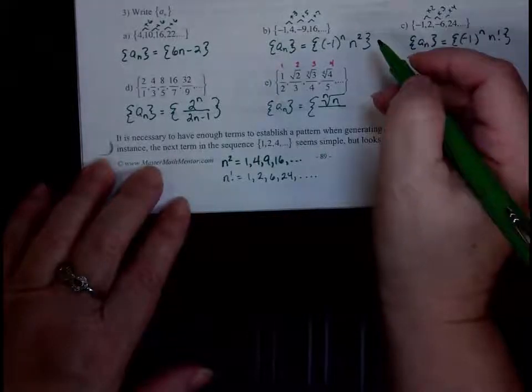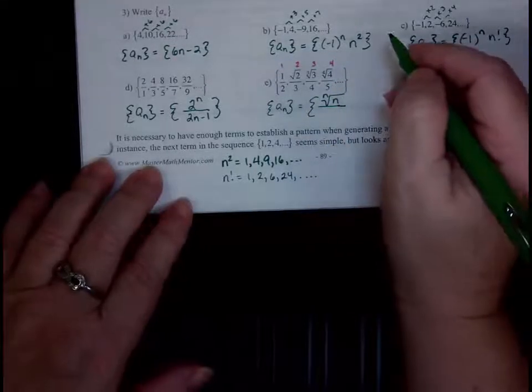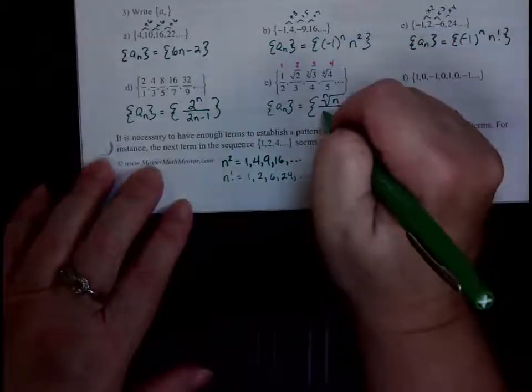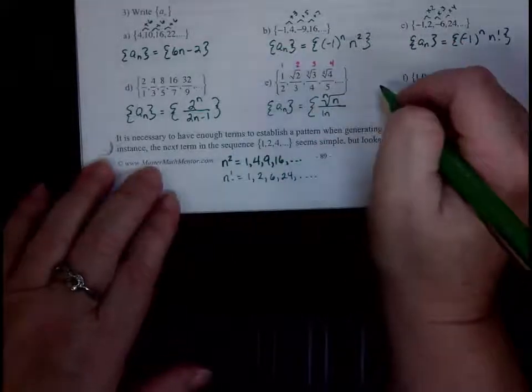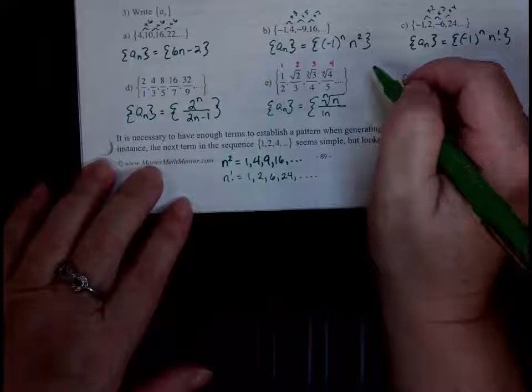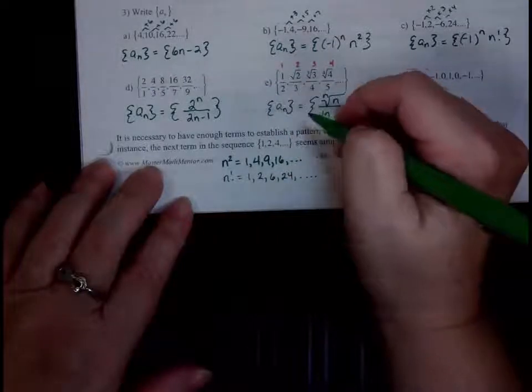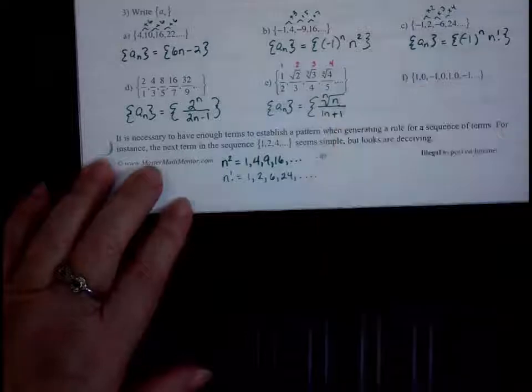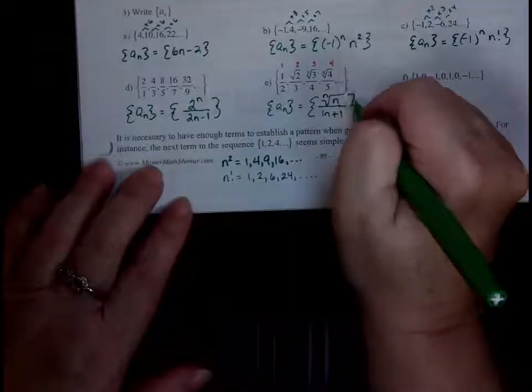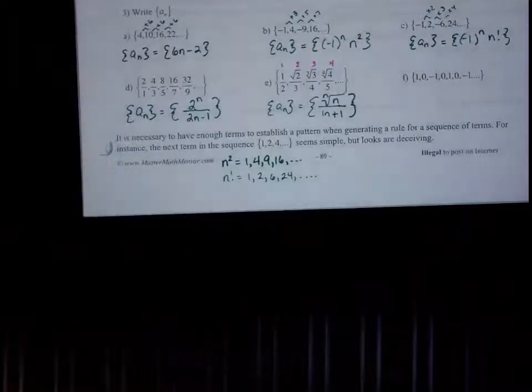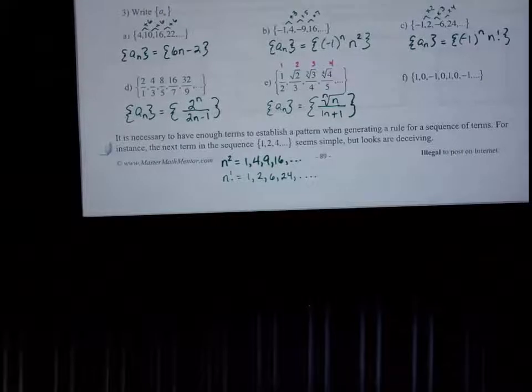What's happening on the bottom? Adding 1. So that means 1n, 1 times n, because you're adding 1. So what do I need to modify this with to get the first term to be a 2? Plus 1. There you go. There it is. You don't have to write the 1 in front of the n if you can see it.